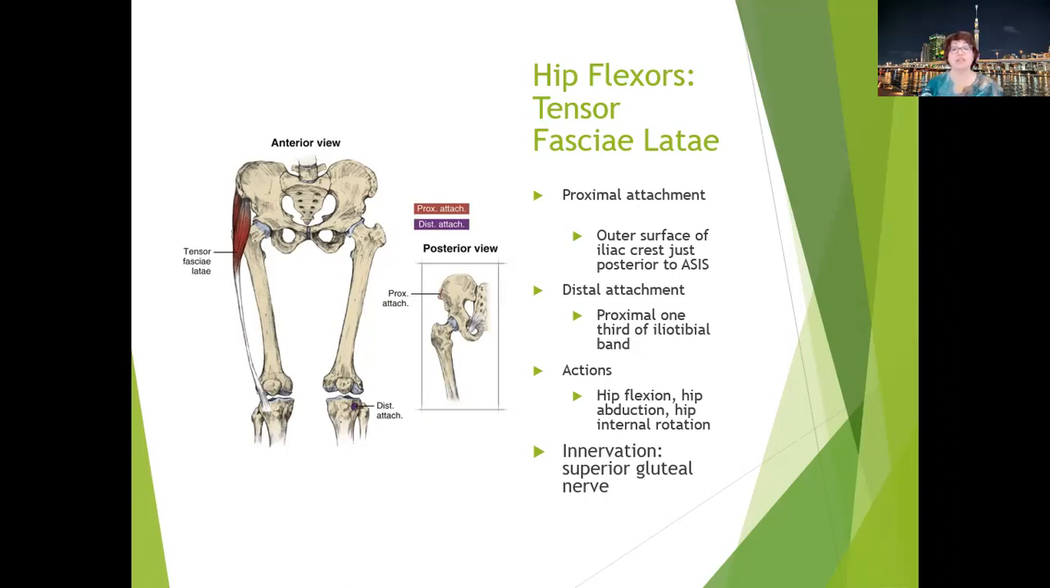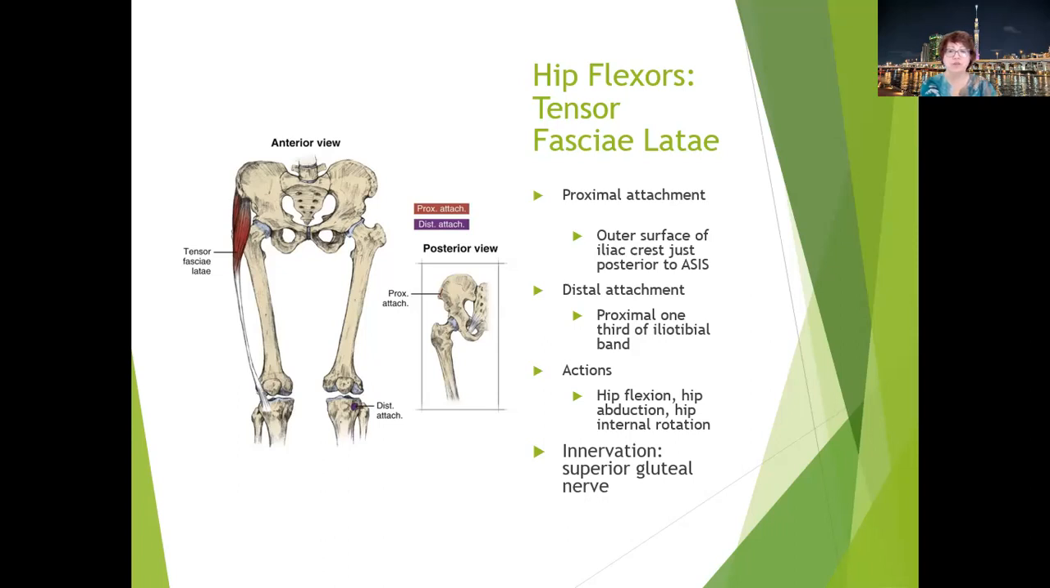The tensor fasciae latae does have a line of pull for hip flexion because it's anterior to the medial lateral axis. Because it runs a little bit lateral to medial, it has a slight line of pull for hip abduction, and the anterior fibers have a slight line of pull for hip internal rotation. But its primary motion is to put tension on the IT band.